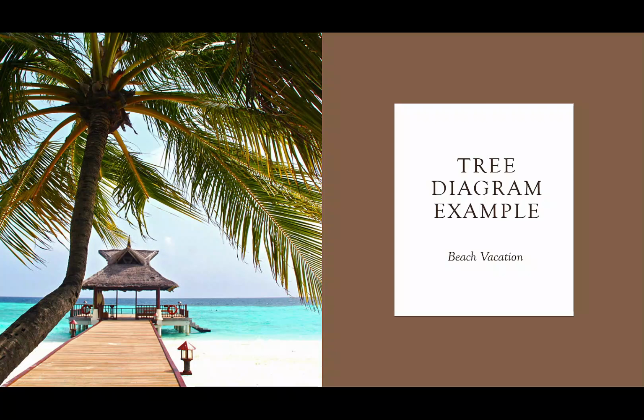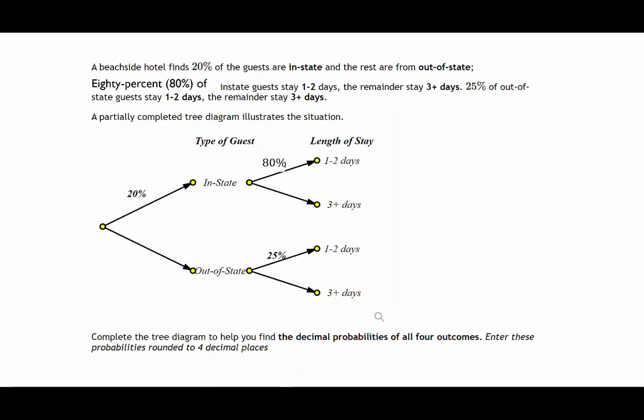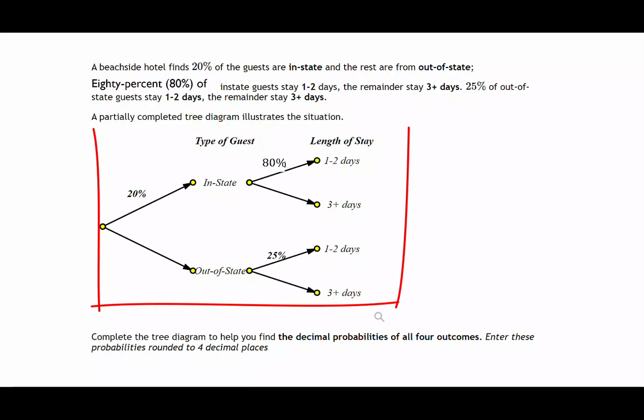Hi everybody, today we're going to do a tree diagram example and we're going to use the example of going on a beach vacation. A beachside hotel finds 20% of the guests are in-state and the rest are from out-of-state. 80% of in-state guests stay 1 to 2 nights and the remainder stay 3+ nights. 25% of out-of-state guests stay 1 to 2 nights, the remainder stay 3+ nights. We have a partially completed tree diagram below. We are going to finish it out so that we can answer some questions.